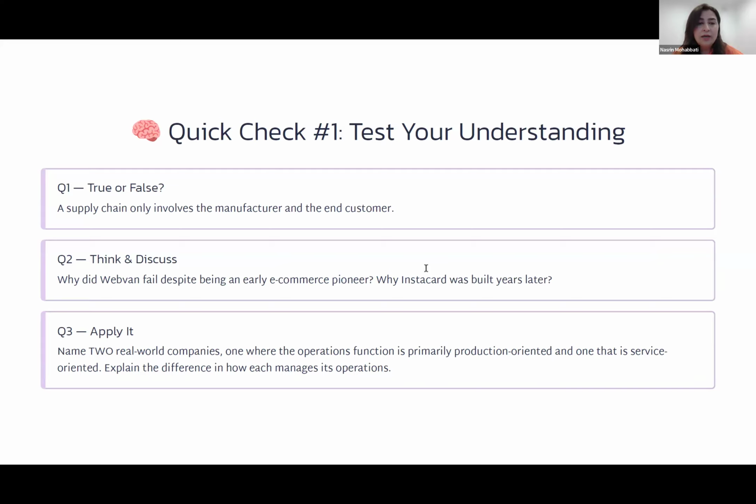Second one, why did Webvan fail despite being an early e-commerce pioneer? And why was Instacart built years later, and it is actually a successful business? Number three, name two real world companies, one where the operations function is primarily production oriented, and one that is service oriented. Explain the difference, how they manage their operations and supply chain. Please pause, think, and then you can review the answers in the next slide.